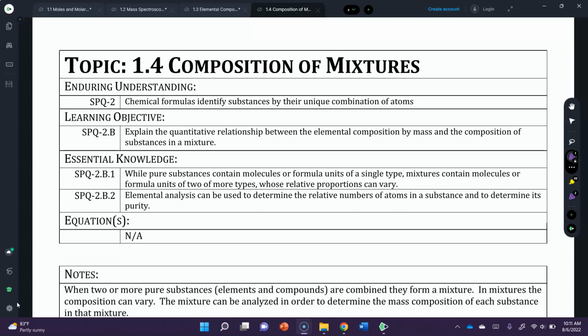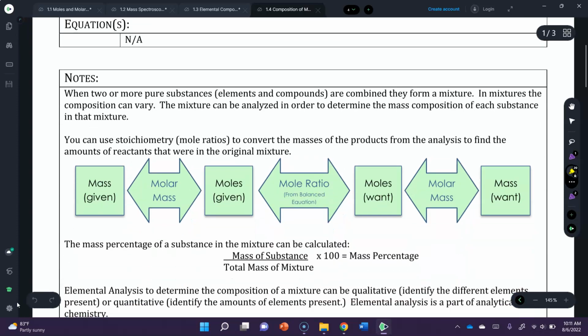Elemental analysis can be used to determine the relative numbers of atoms in a substance and determine its purity. So we're going to focus on those two in these sets of notes. So let's get to it.